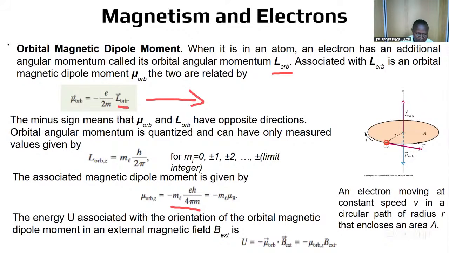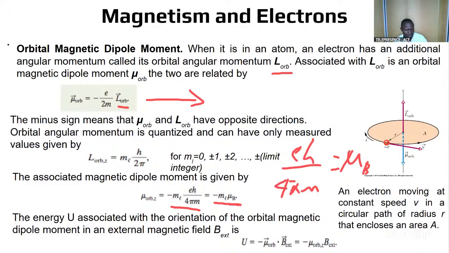Don't forget that from the previous slide, eh over 4 pi m is equal to mu B. That is the Bohr magneton. So if you replace this one with it, we have something like this. The energy associated with the orientation of the orbital magnetic dipole is given as this. That's the dot product. The dot product between two vectors will give us a scalar, and that is why we have something like this.